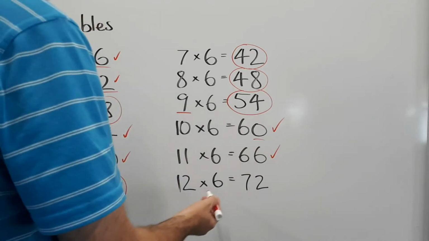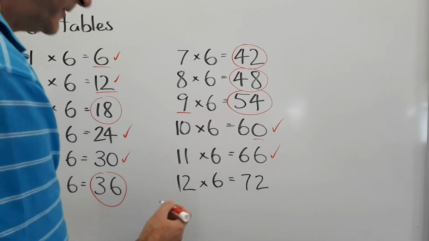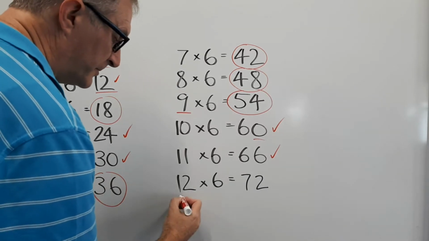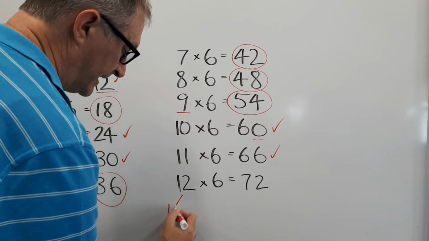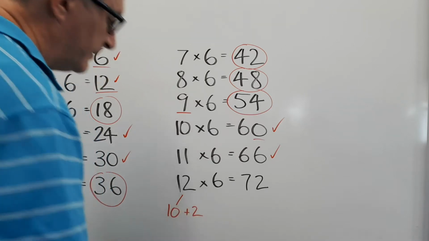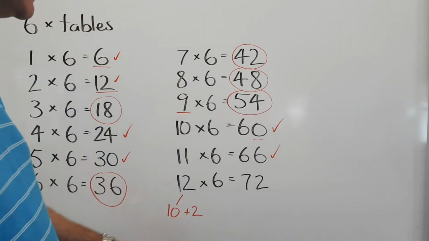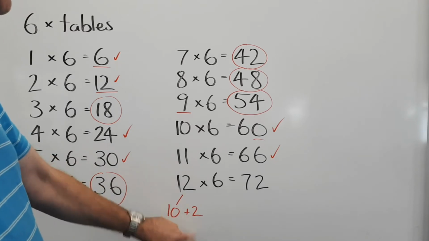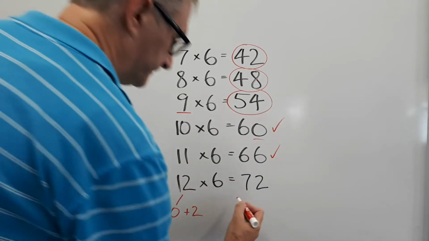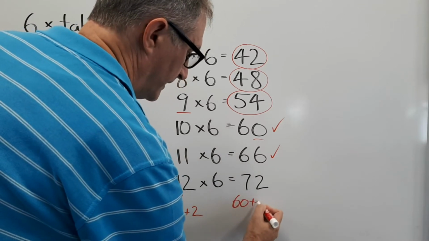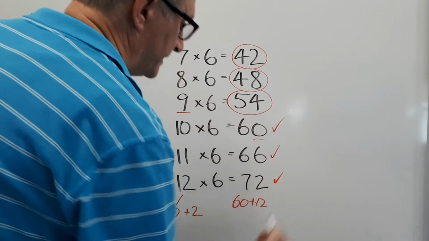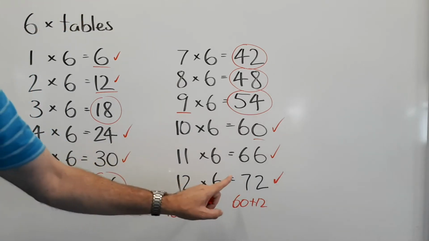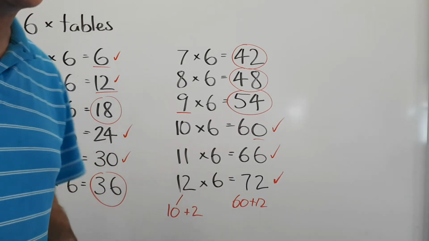And 12 times 6 seems hard, but if you split your 12 into 10 and 2, those are both numbers that you know. You know 10 times 6 is 60. You know double 6 is 12. 60 plus 12 is 72. So even though it looks hard, that's probably one that you can remember pretty well.